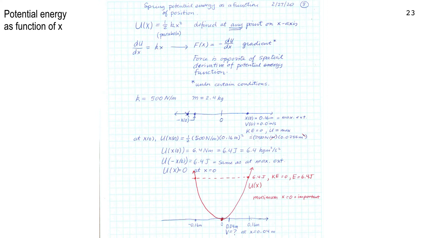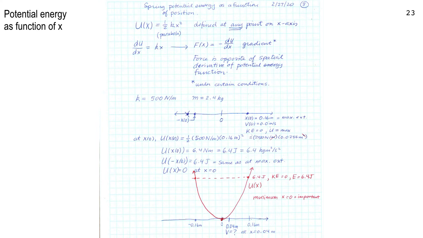Okay, so really what you've got is 6.4 joules equal to 1/2 mv squared plus, what was k, 500? Okay, so this is 250 newtons per meter times 0.04 meters quantity squared. And we know what m is. What was m? 2.4? Okay, so this is 1.2 kilograms times v squared plus, now what's this?